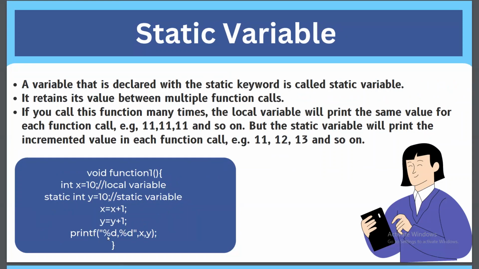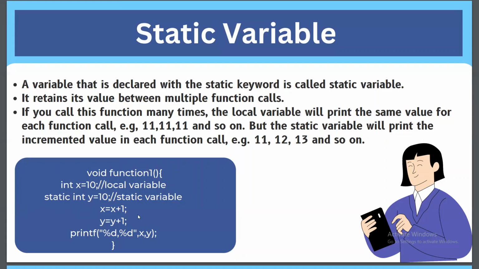Static variable. A variable that is declared with the static keyword is called a static variable. It retains its values between multiple function calls. If you call this function many times, the local variable will print the same value for each function call, and so on. Suppose here is function1 with int x equals 10, that is a local variable. Here we are declaring static int y equals 10. So this is simply a static variable.